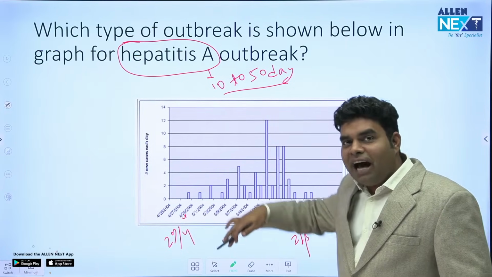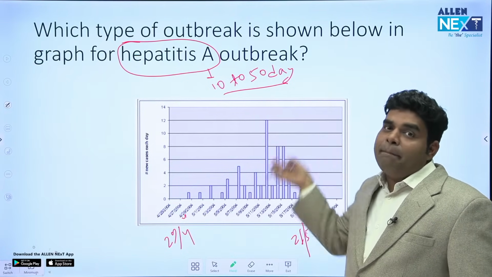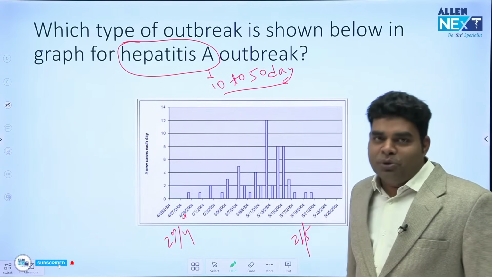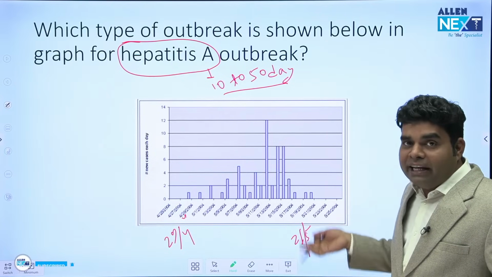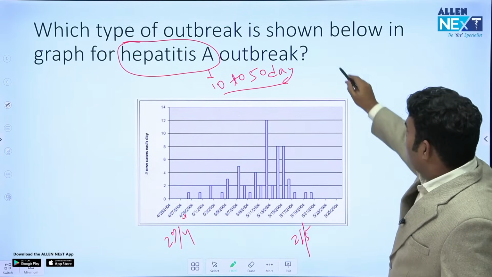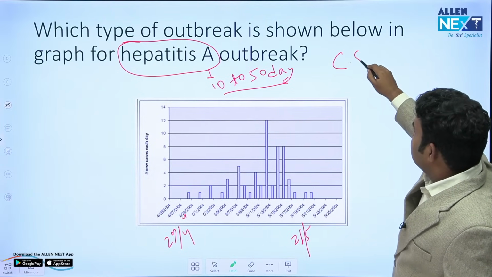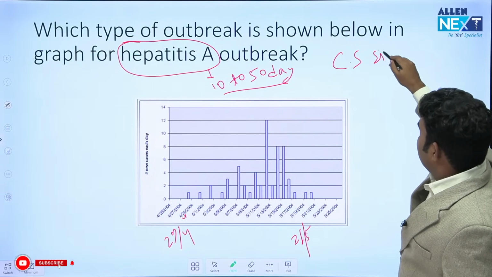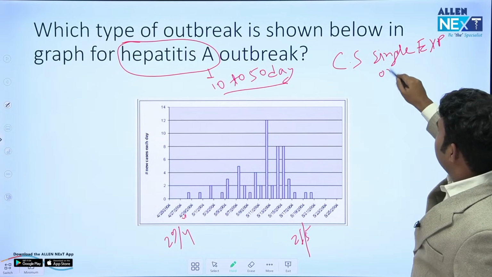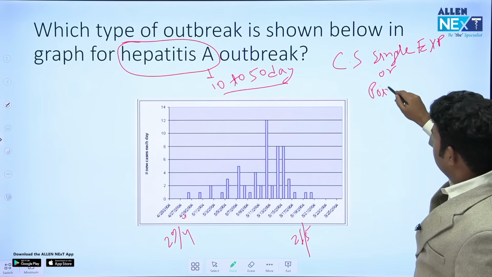So here all cases occurred before 50 days, before one incubation period, so it is point source. As all cases are occurring in 30 days, which is less than incubation period, so we call it common source single exposure. And common source single exposure is also known as point source epidemic.